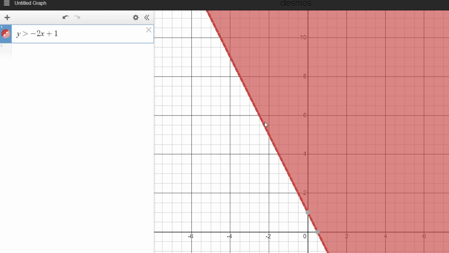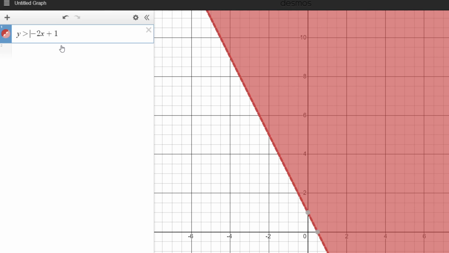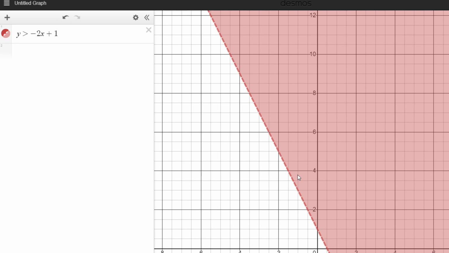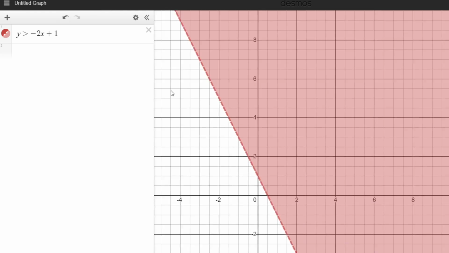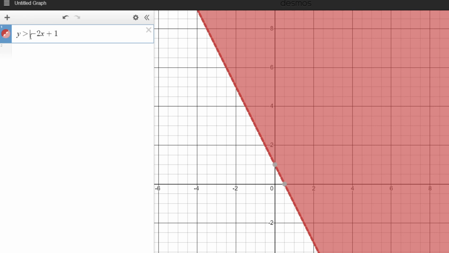Now, you might notice that the style of this line has also changed. It went from a solid line beforehand to, now that I do greater than, a dotted line. The reason this is now a dotted line rather than a solid line is because this says greater than. It does not say greater than or equal to, which means we are not equal to this line at all. So basically it's saying we are not on this line itself.